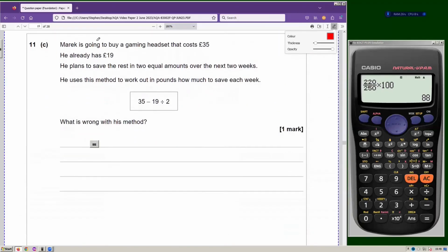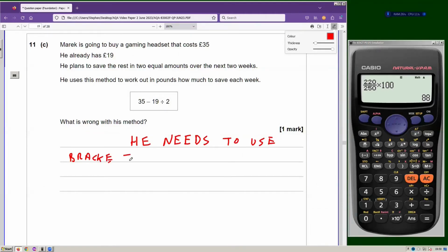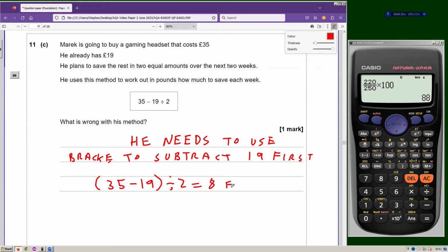Marek is going to buy a gaming headset that costs £35. He already has £19. He plans to save the rest in 2 equal amounts over the next 2 weeks. He uses this method to work out in pounds how much to save each week. What is wrong with his method? Equals 8 each week. It's probably more than they need, really. It's only 1 mark, but that will do.